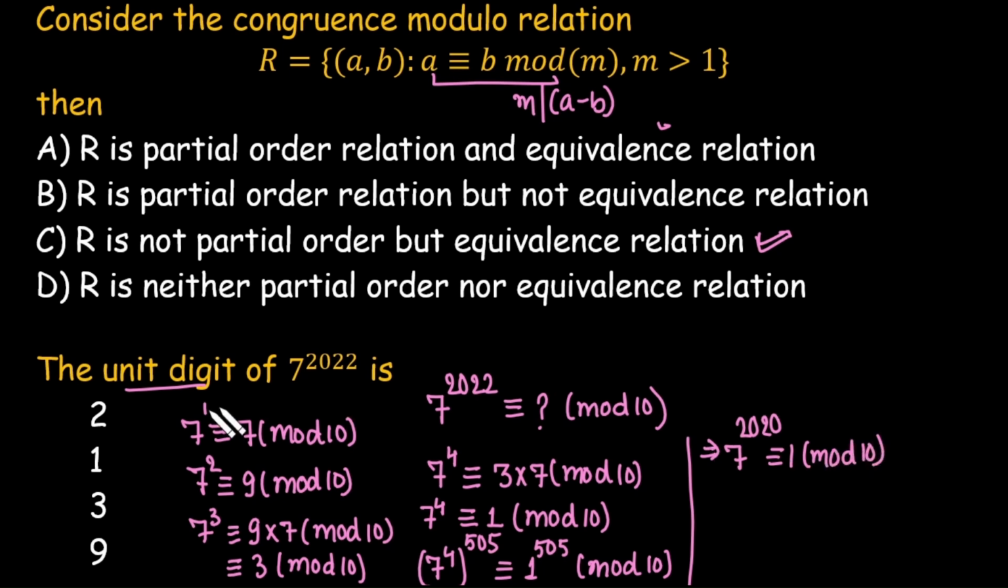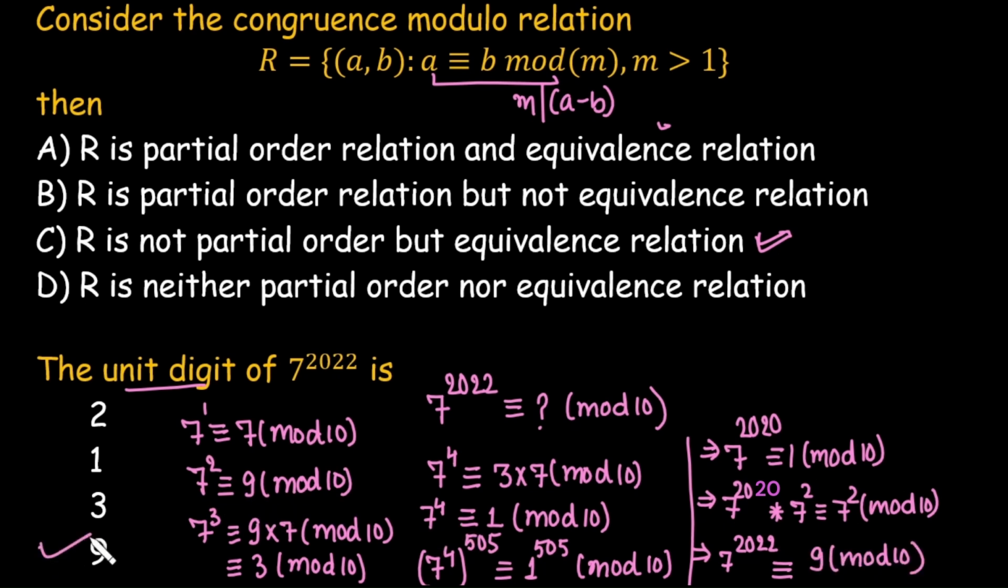Now we need 7 raised to power 2022. It means we will multiply both sides by 7 square. On the left side we have the desired power, whereas on the right hand side 7 square is 49, and when divided by 10 the remainder is 9.